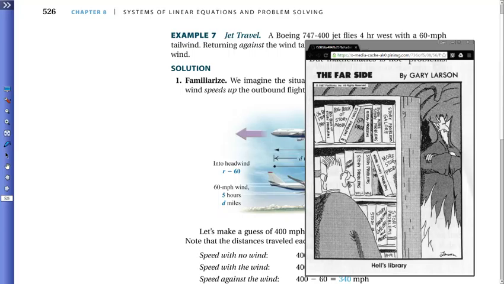Well, chapter 8, section 3, last example, example 7.